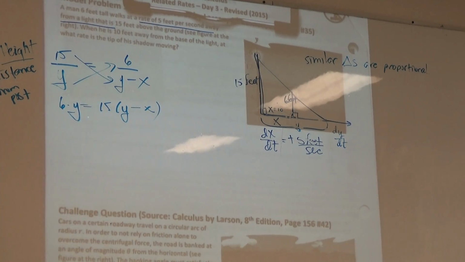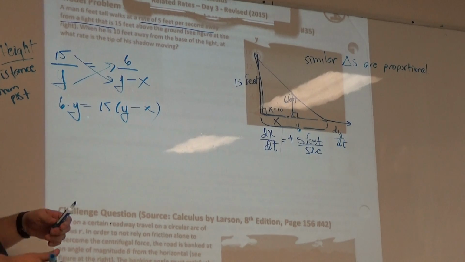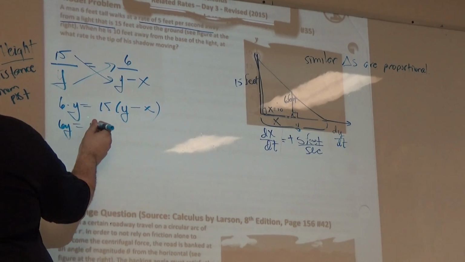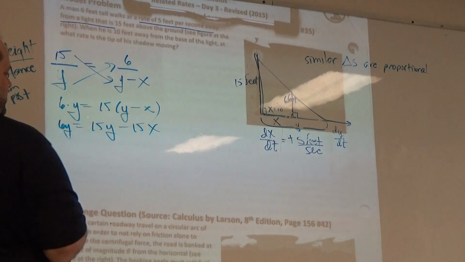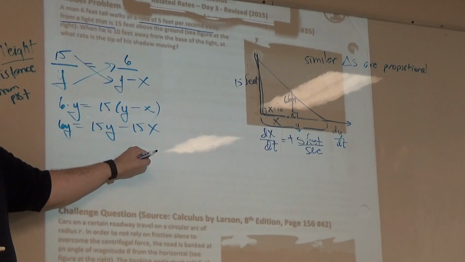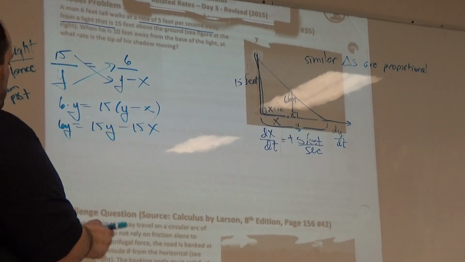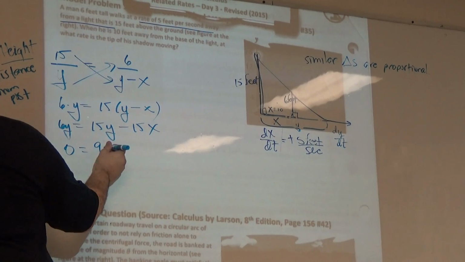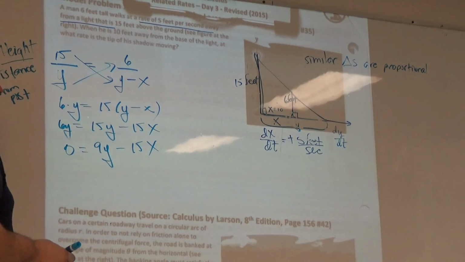Other legal things you can do before you take a derivative, algebra is always good. Algebra is always welcome. So legal algebra, maybe you want to distribute: 15y minus 15x. If there's any other legal algebra that you see, feel free to do it. Eunice, what do you see that would be legal? I've got 6y over here, I've got 15y over here. I can get those onto the same side. Maybe I want to subtract the 6y and say that means 0 equals 9y minus 15x.